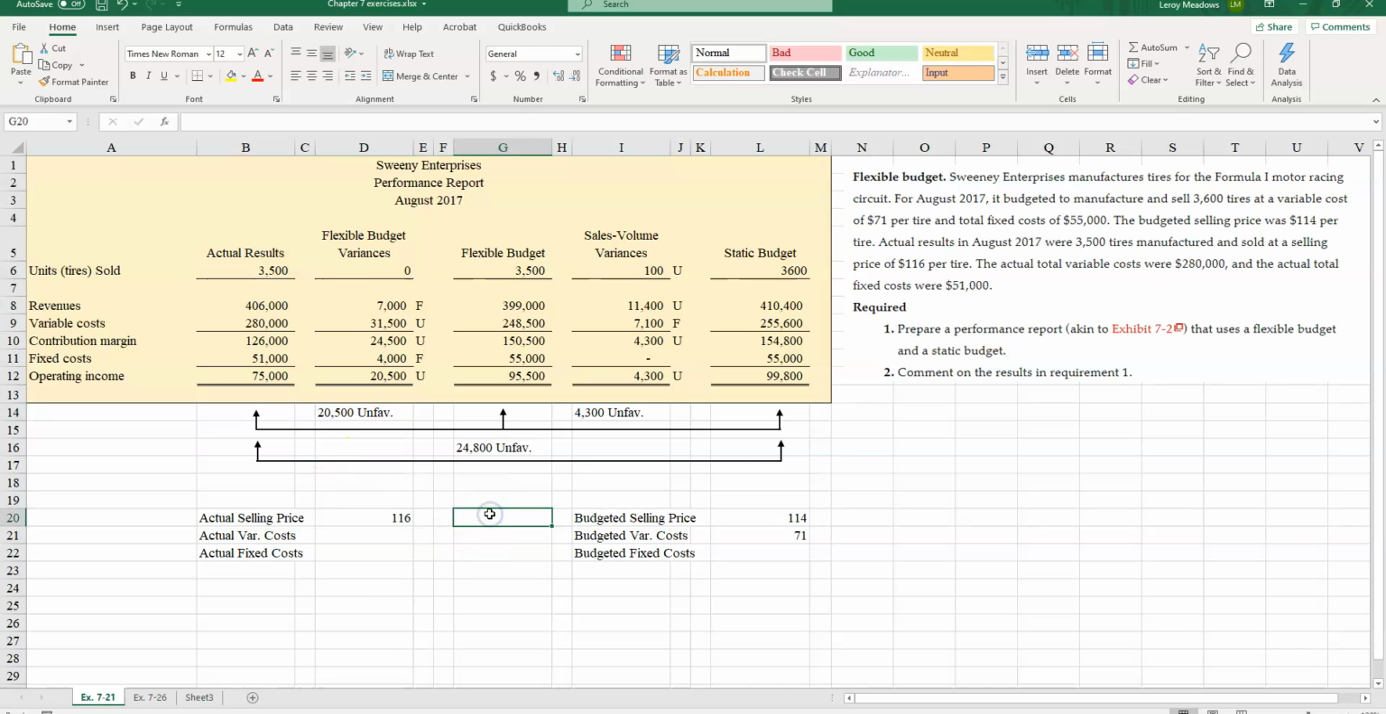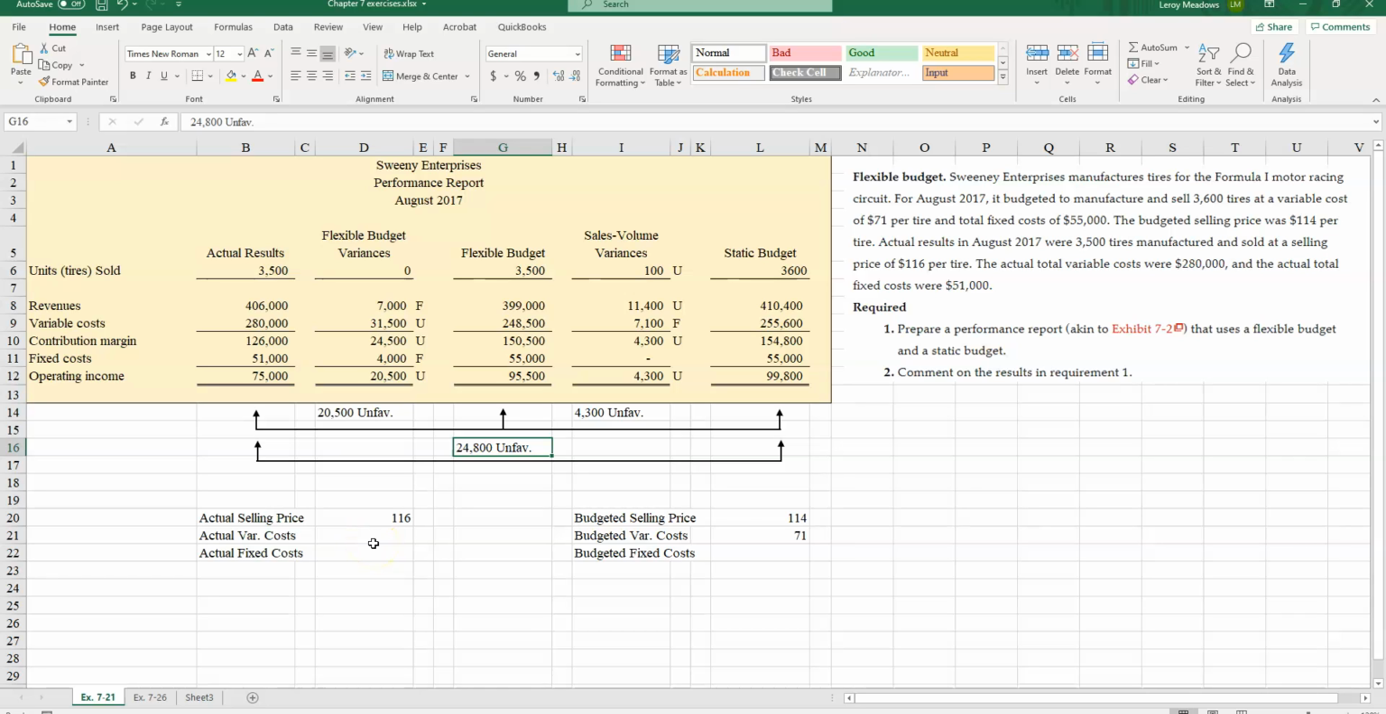And what do I notice? I notice here that my sales volume variance, 4,300 unfavorable, netted and combined with the effects of my flexible budget variance of 20,500 unfavorable, will give me my static budget variance. So when I take my sales volume variance, add that to my flexible budget variance for operating income, then that will give me the total static budget variance for operating income. So when I net those two together, I will get the static budget variance here.